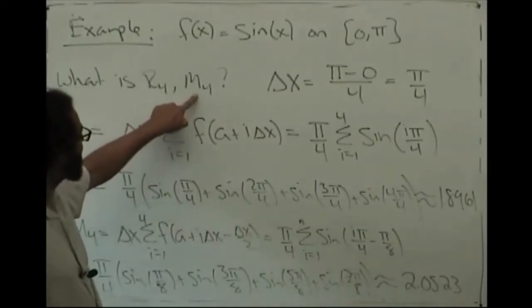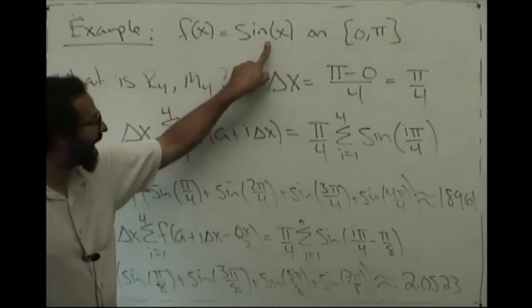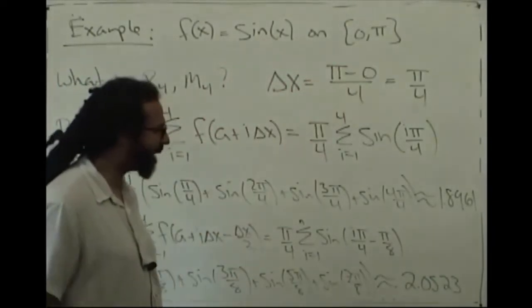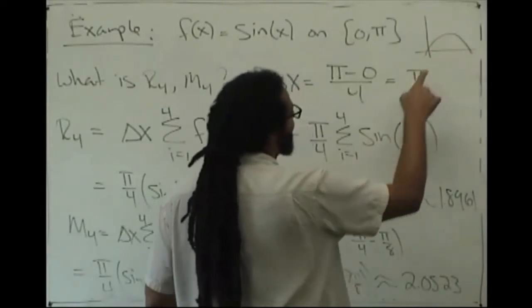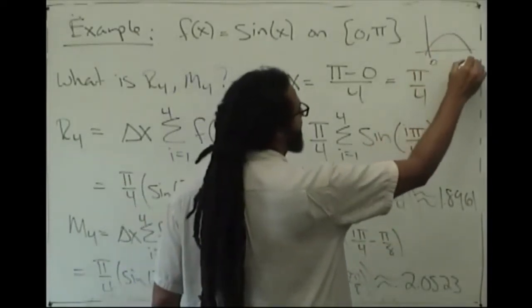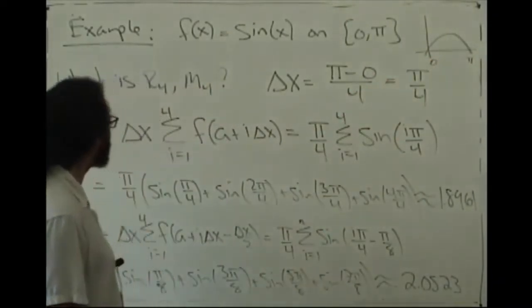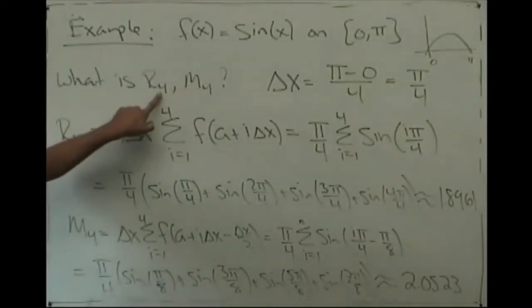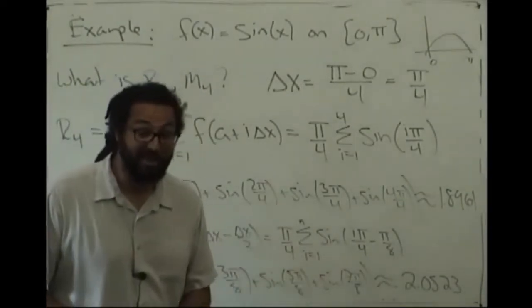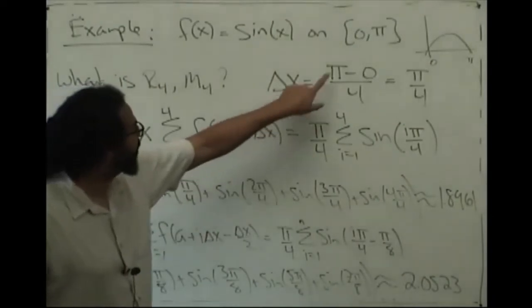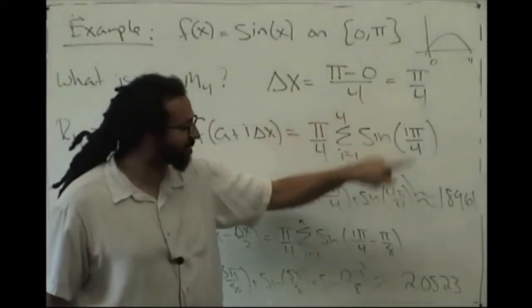and M4. So we want to approximate the area under f of x equals sine of x on the interval from 0 to pi. And this is just one arc of the sine function, going from 0 to pi. So we want the area of this region here. To find R4 and M4, we will always need delta x, so that should be step number 1. So b minus a over 4 in this case is pi over 4, so there's my delta x.